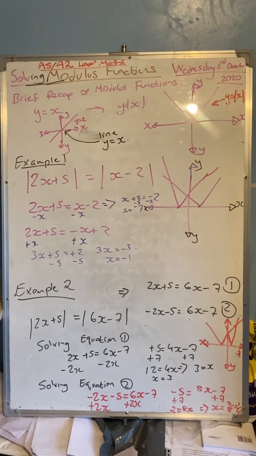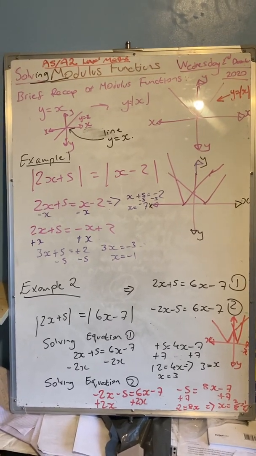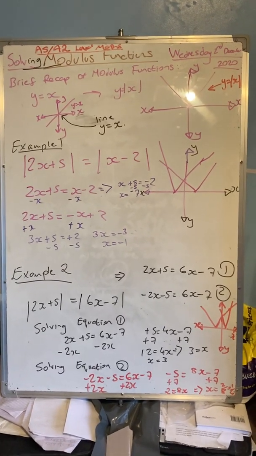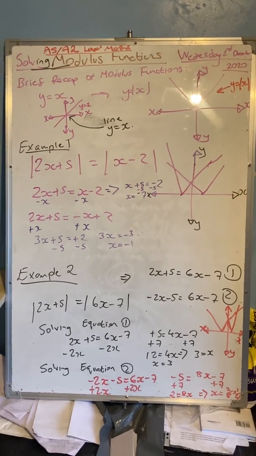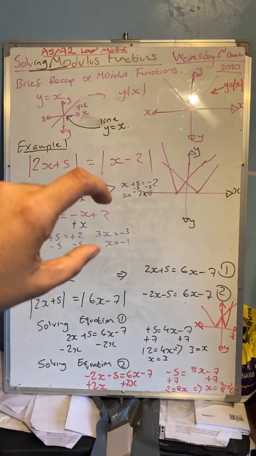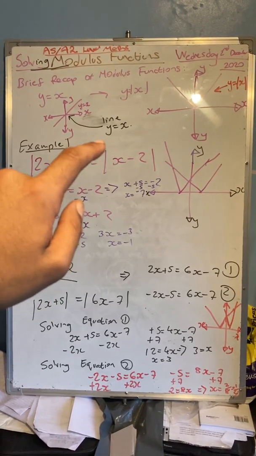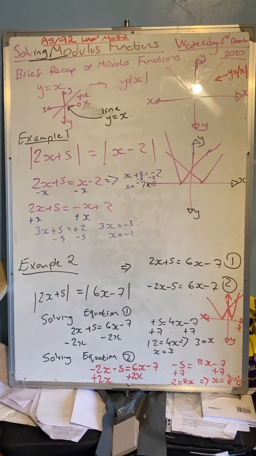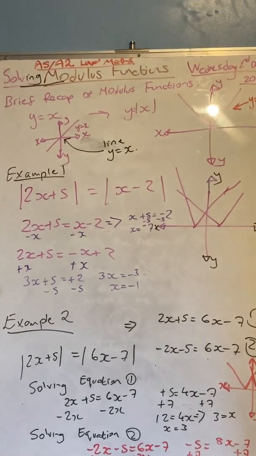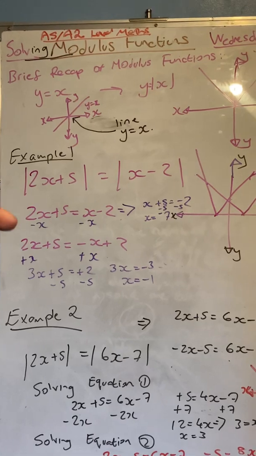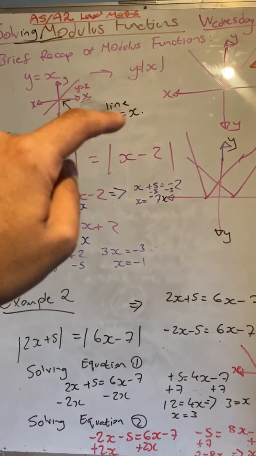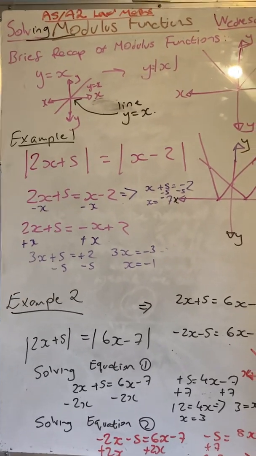Example 1 for today's lesson. We've got solving modulus of 2x plus 5 equals modulus of x minus 2. Solving it means taking the modulus out of one of them, so I will have two equations, that is plus and minus that equation. I've got 2x plus 5 equals x minus 2 for the first equation, and then 2x plus 5 equals minus x plus 2. Taking the modulus out, I get two separate equations, which I can then solve.